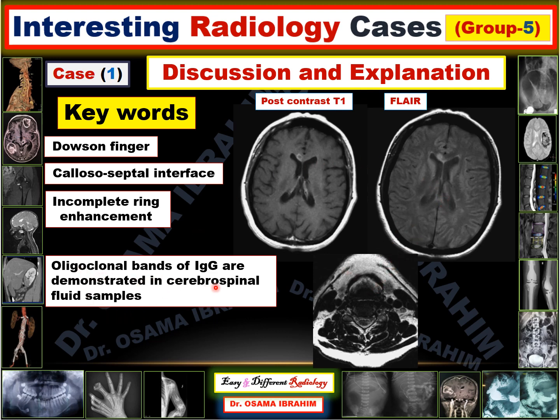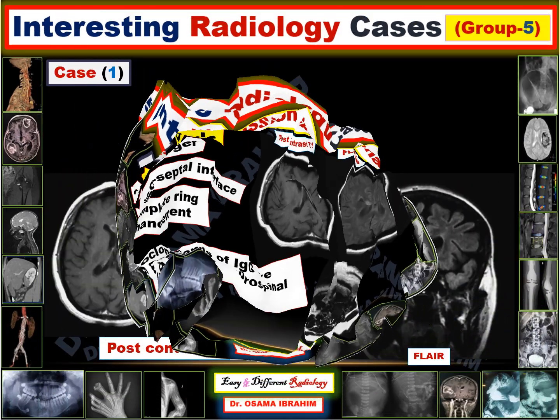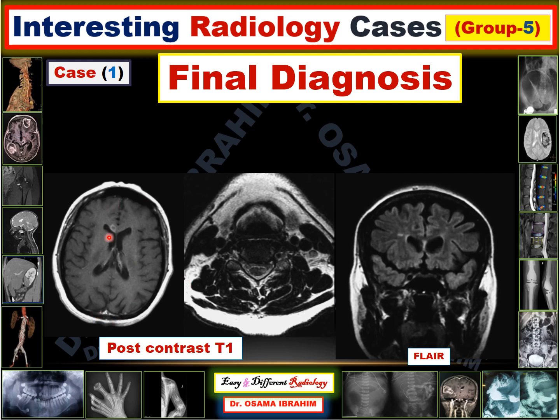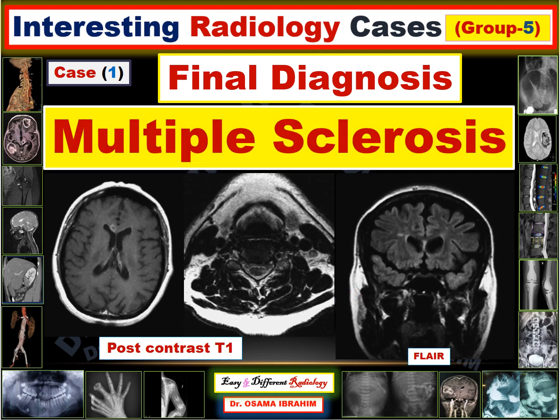You need one laboratory test, which is called oligoclonal bands of IgG, demonstrated in the cerebrospinal fluid samples to confirm the diagnosis. So the final diagnosis for these lesions, with incomplete ring enhancement and involvement of the cervical cord also, and appearing in this coronal imaging perpendicular to the ventricles like this, is multiple sclerosis or MS.